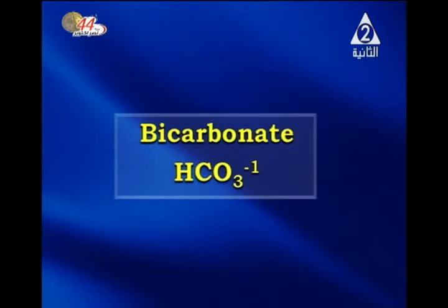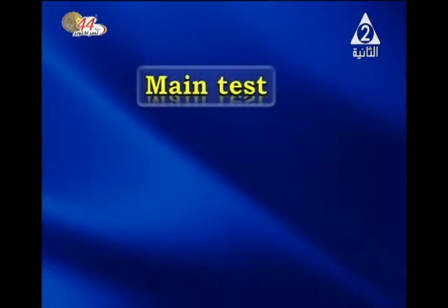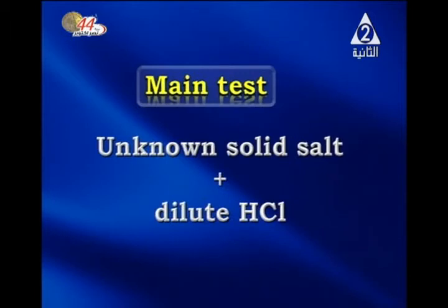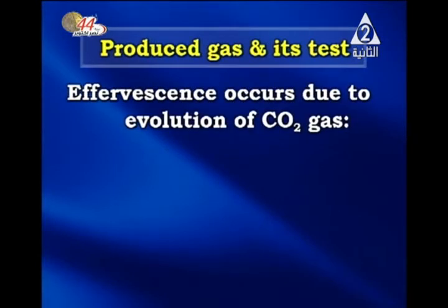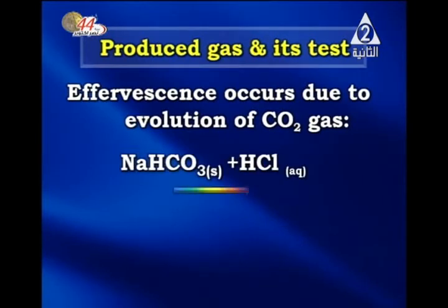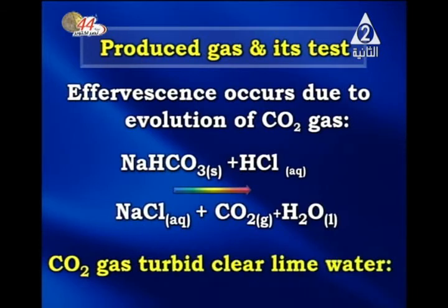Now, we are going to discuss the second anion, which is bicarbonate. So, we are going to discuss the main test first, which is unknown solid salt plus dilute hydrochloric acid. The produced gas is carbon dioxide gas that causes effervescence. As the equation proceeds on the screen, sodium bicarbonate plus hydrochloric acid gives sodium chloride, carbon dioxide gas, and water. And so carbon dioxide turbids the lime water.